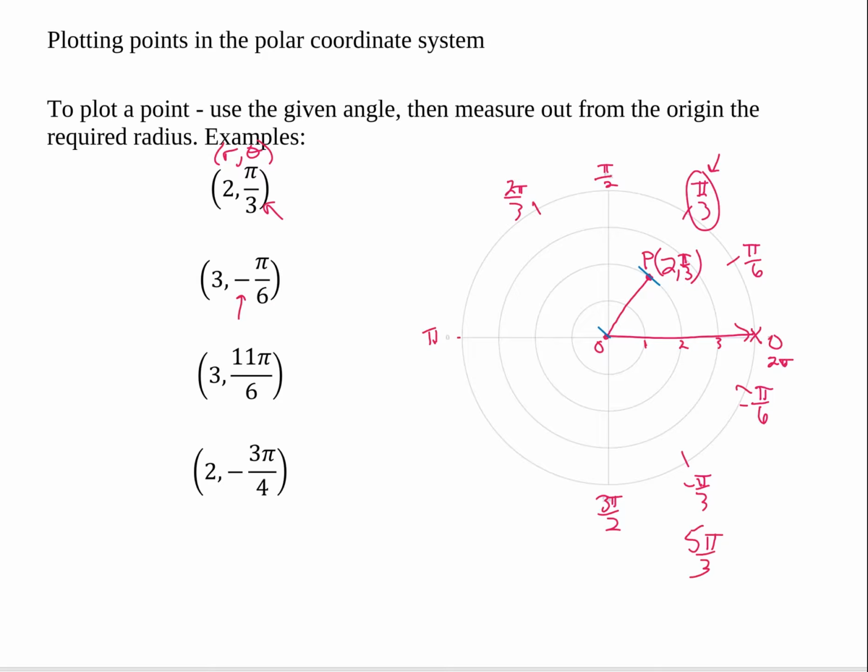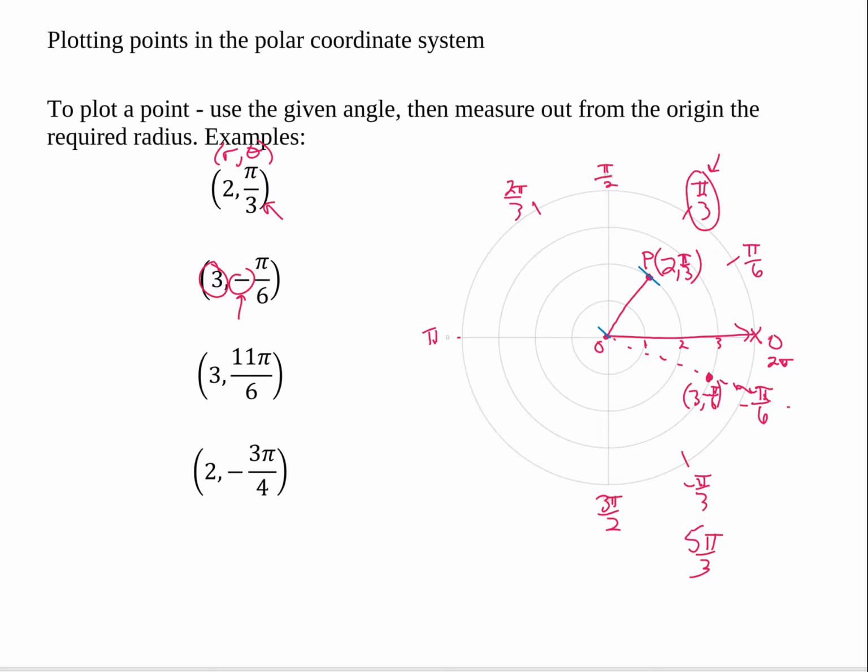Okay, anyway, the point is, with this negative sign right here, we need to be going in the clockwise direction, pi over 6 units. So that means we're going to be following along this ray right here. I want my radius to be 3 units long, so that's going to be on the 3 ring right here. That's my point, and I'm just going to label that 3 comma negative pi over 6. Okay, so that's how you do these.